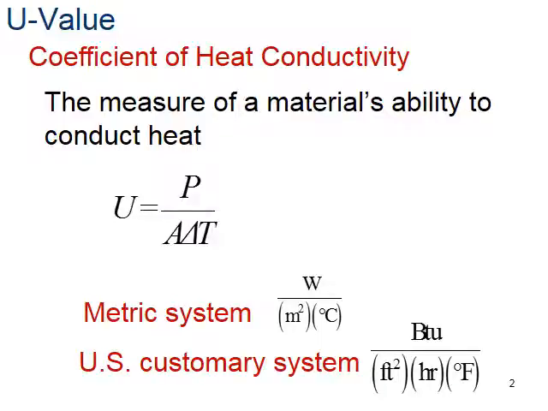Now in the US customary system, the equivalent of watts or power is BTUs, which stands for British Thermal Unit, and it's per time, so it's BTUs per hour. The A would be square feet, and the delta T, or temperature, would be degrees Fahrenheit. Coefficient of heat conductivity.